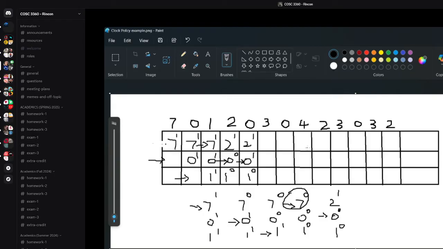So that's kind of the second condition, if you will. Again, if 0 already exists between these three numbers, and if it doesn't have a use bit, all you have to do is just enable it and not move the pointer at all.